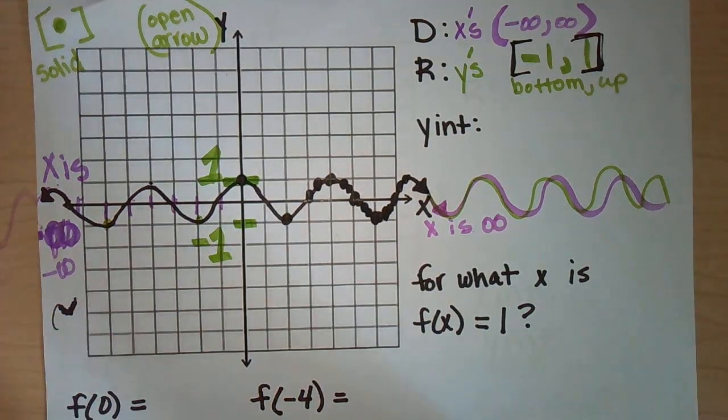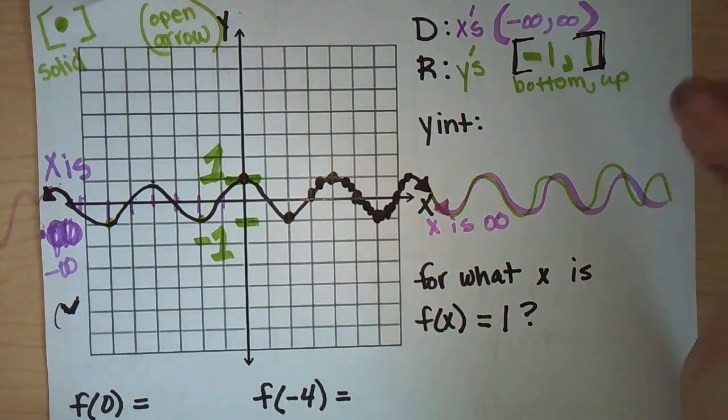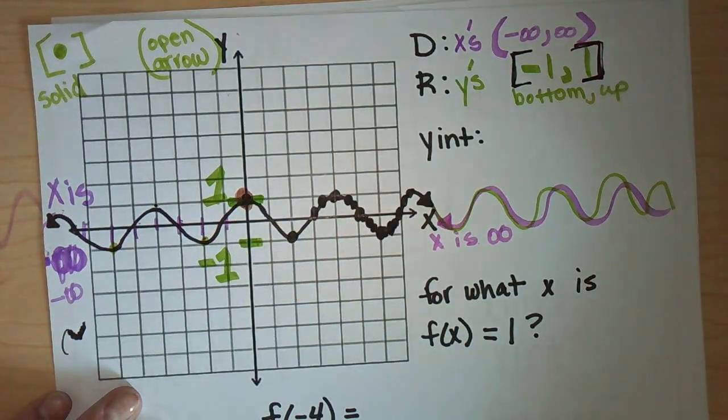Y-intercept. Let's see here. Y-intercept is where we touch the y-axis. So the y-axis is up and down. And where does this curve touch the y-axis? Well, we already figured that out. It was 1.